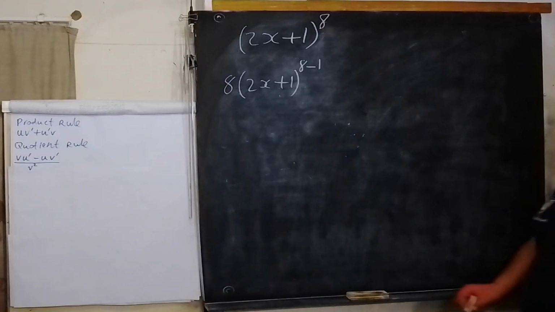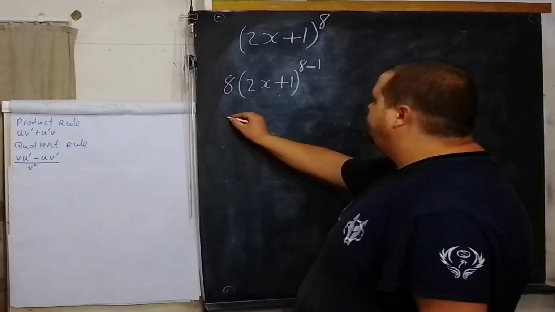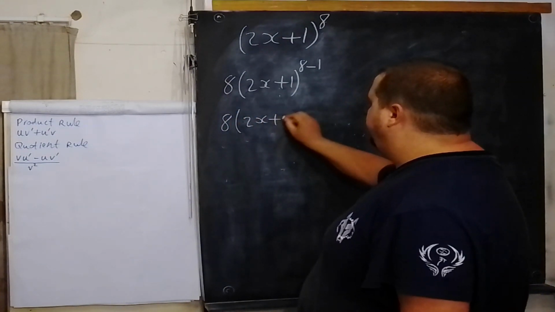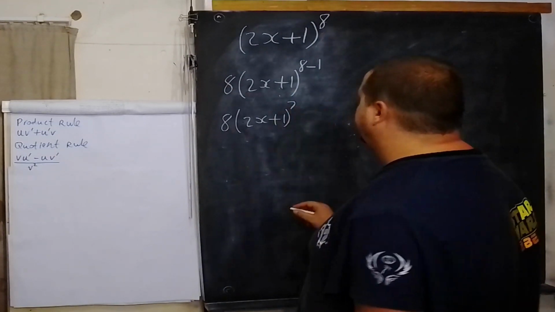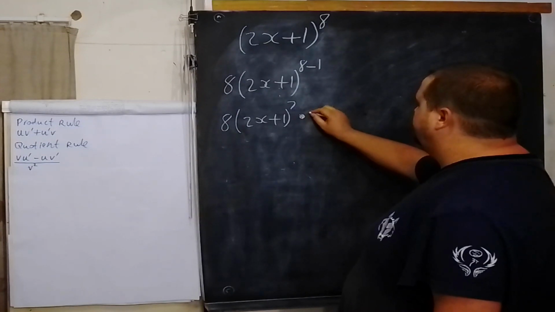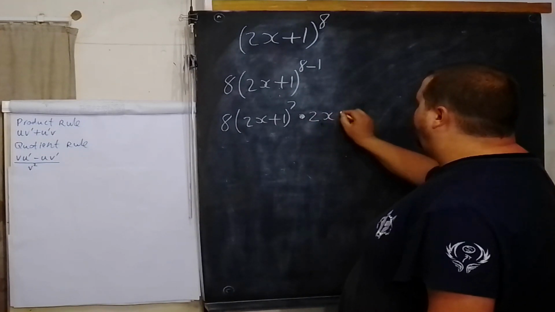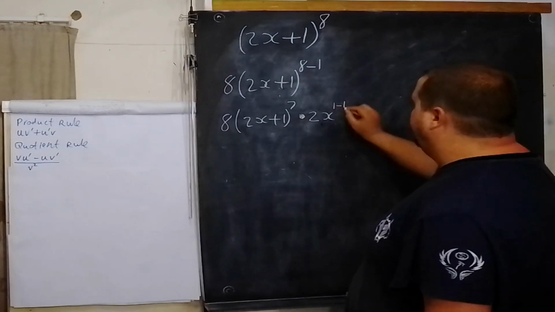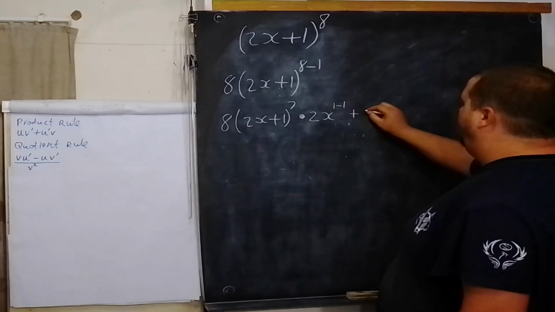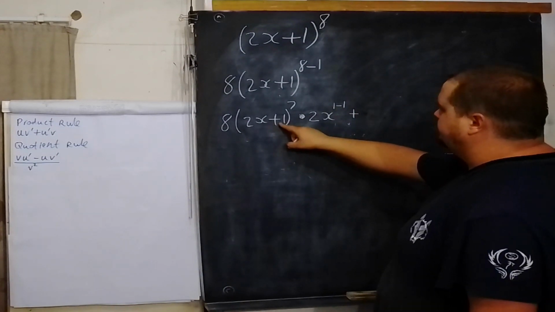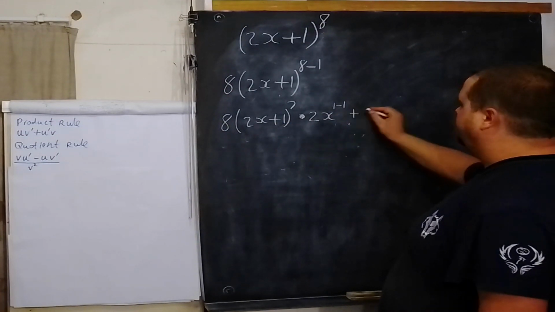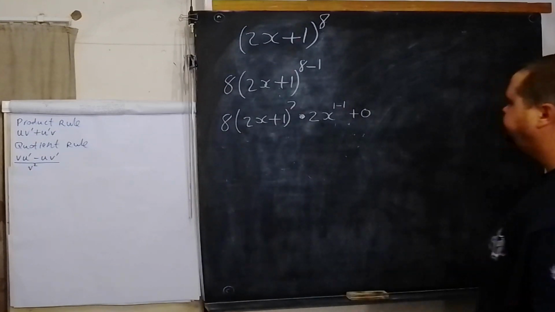Okay, now the next step is 8 times (2x + 1) to the 7, multiplied by the derivative of 2x, which is 2x to the power 1 minus 1, plus, now this is a constant. The derivative of a constant is 0. So plus 0.